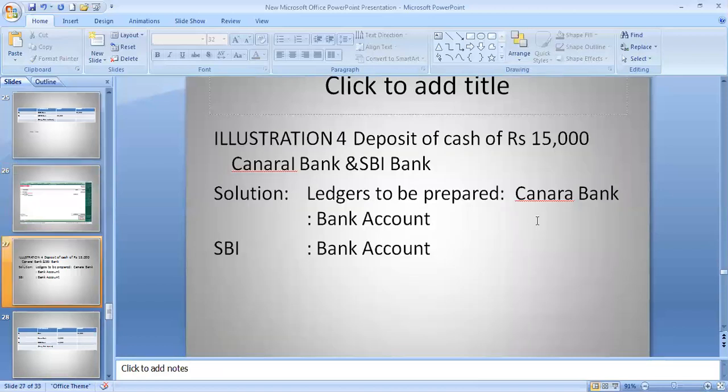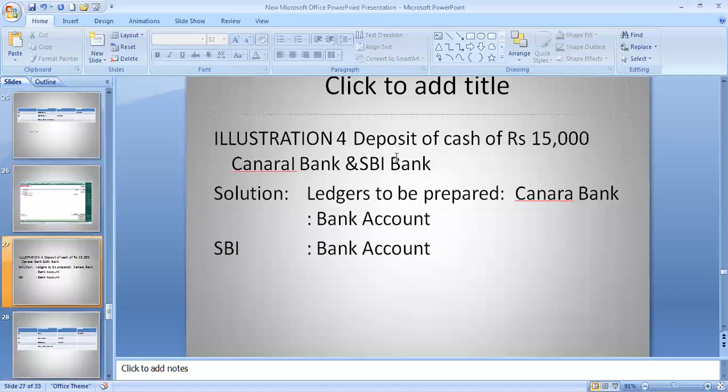Okay. So this is a bit of information that I'm giving now. We will also discuss a full-fledged problem and how to go on with Tally. As it is impossible to deal completely with the online classes, this is how we have created a platform to learn. Okay. Deposit of cash of rupees 15,000 in Canara Bank and SBI Bank.